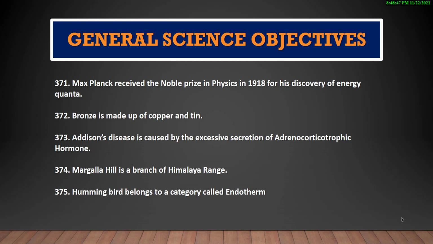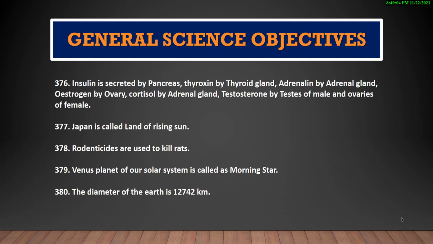Margalla Hills are a branch of the Himalaya range. Hummingbird belongs to a category called endotherm. Insulin is secreted by pancreas, thyroxine by thyroid gland, adrenaline by adrenal gland, estrogen by ovary, cortisol by adrenal gland, testosterone by testes of male and ovaries of female.